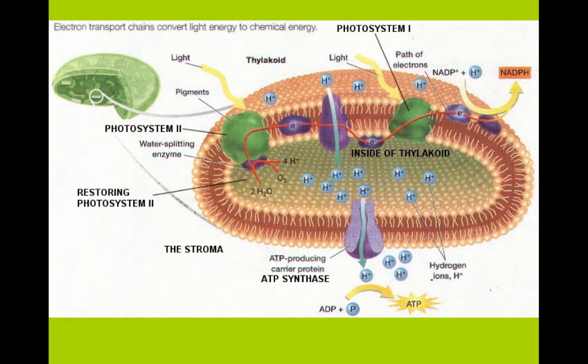So here's a really complicated picture of something that we're going to go through, but we're going to do it bit by bit. What you need to know about for today's notes are the top left corner where it says photosystem 2, that big green blobby thing, and then the other green blobby thing in the top right corner that says photosystem 1. We're going to talk about those two processes today.